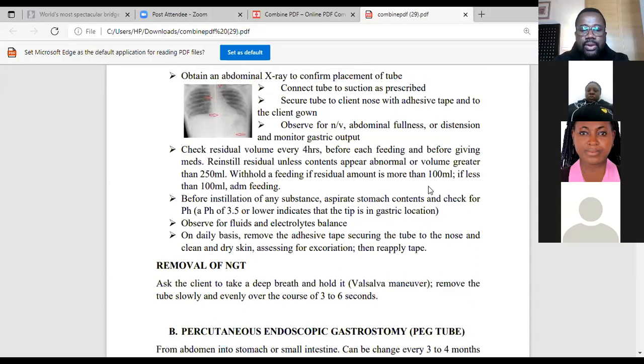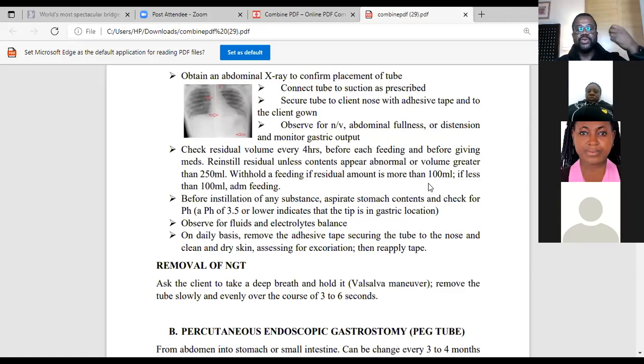Reinstill it and withhold the feeding. Okay? Put it back into the stomach. Don't discard it. That is the patient's feeding. Reinstill it back and withhold. That means keep feeding at a particular time that you want to feed the patient.